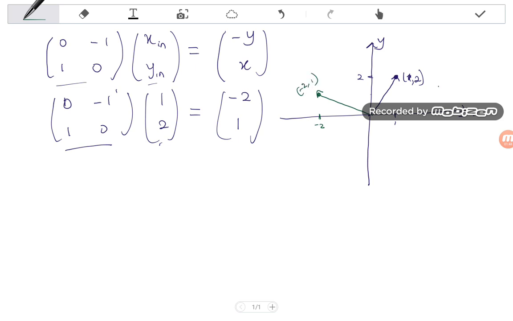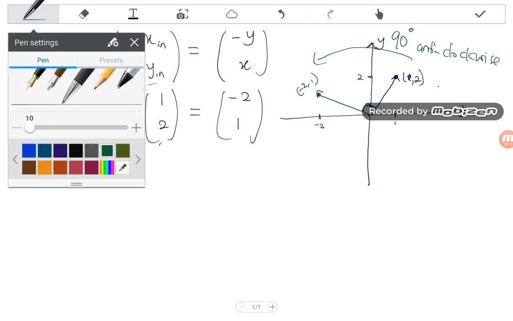Now studying this closely, you realize that what this matrix does is to transform, or to rotate, our vector through an angle of 90 degrees anti-clockwise. That is what this matrix does. Okay, so we can look at another example of a linear transformation.